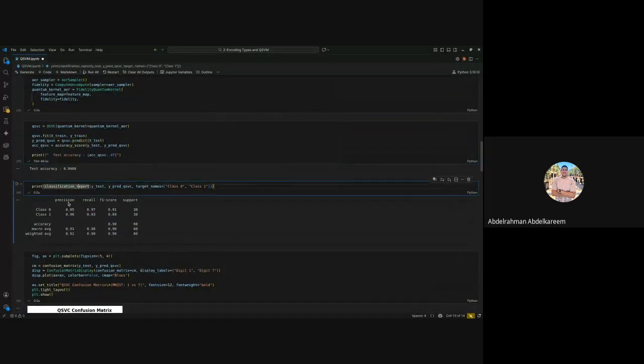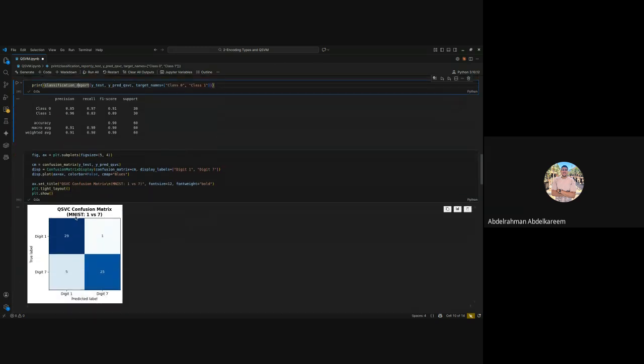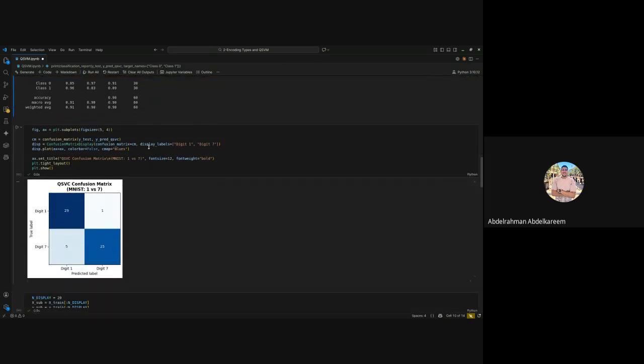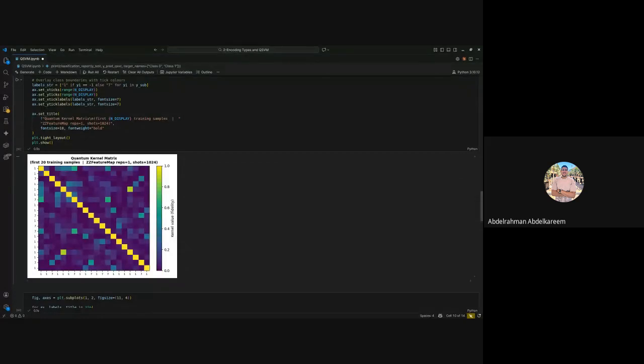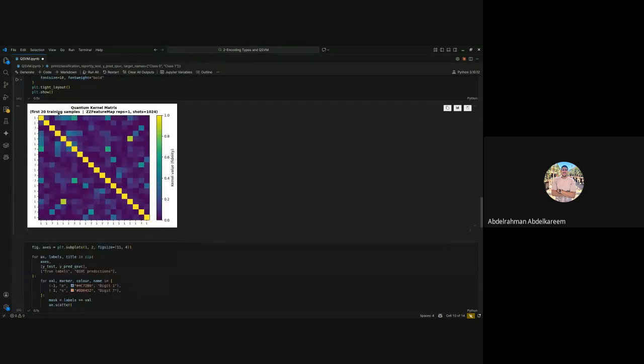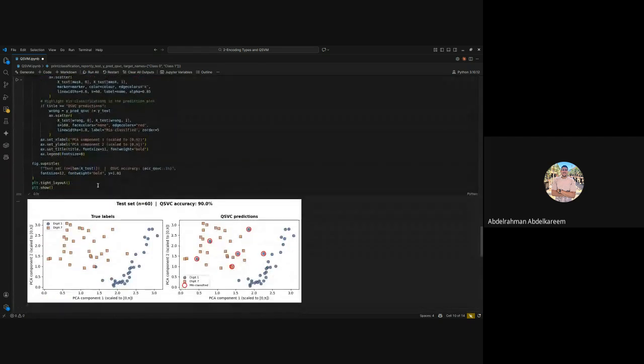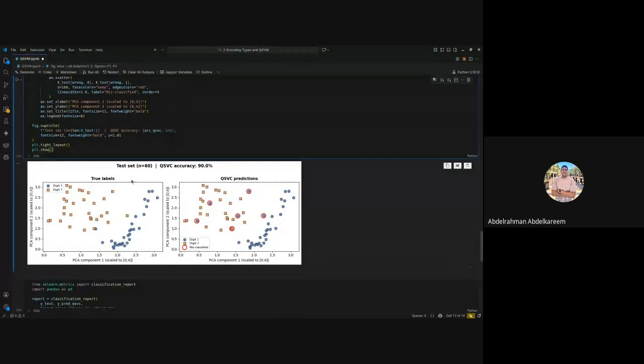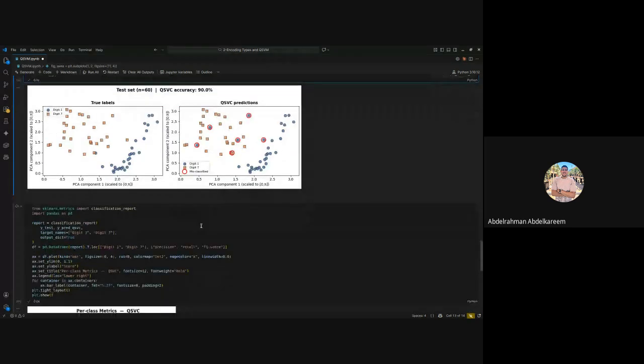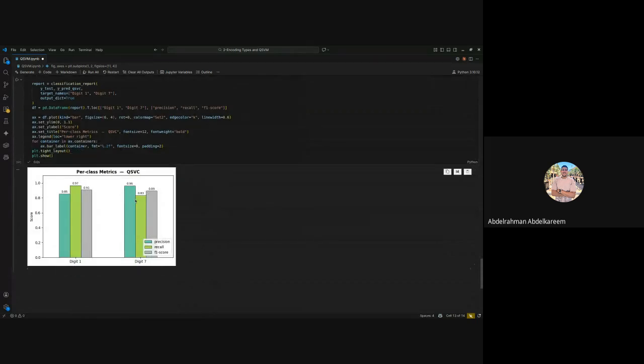This is the classification report with precision, recall, and F1 score, and this is the confusion matrix. This is the quantum kernel matrix for the first 20 training samples. It's much larger, but here it's only showing 20 training samples, and this is the testing. This is the true labels, and this is the predictions. It marks here the values that have been misclassified. And these are other metrics: precision, recall, F1 score.